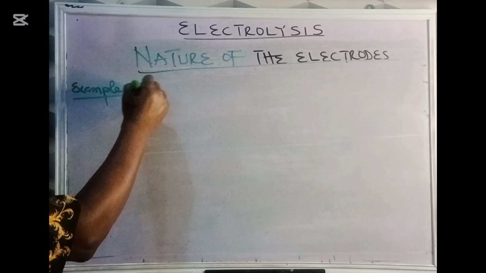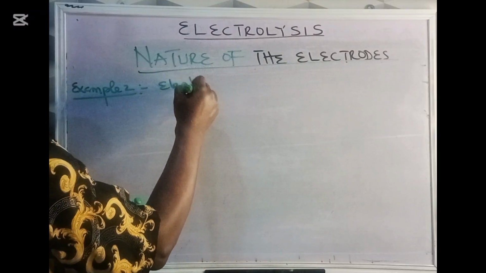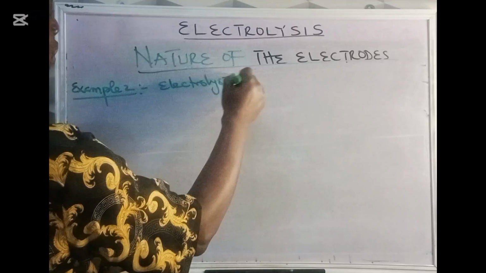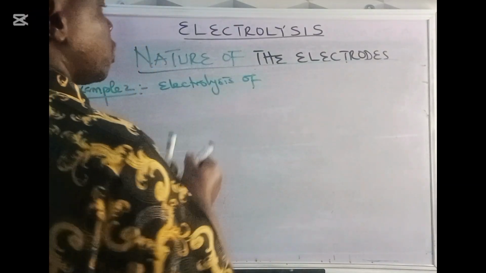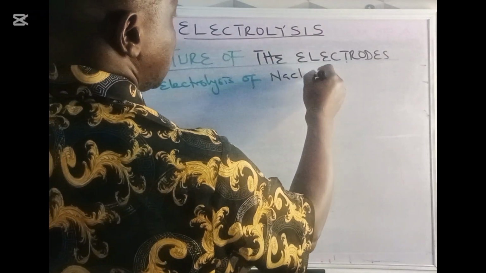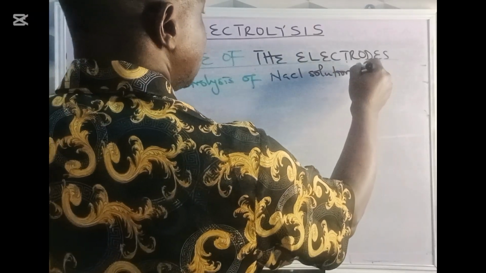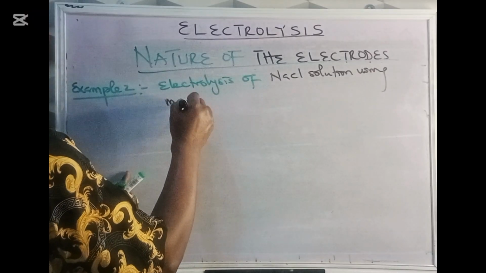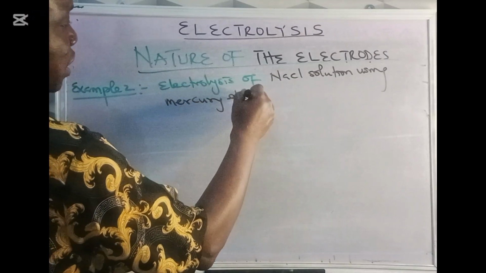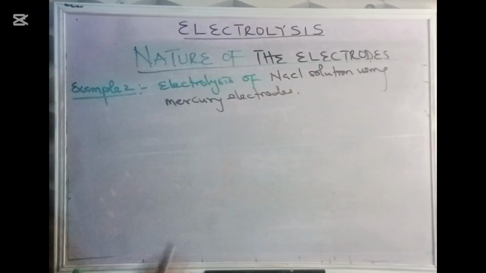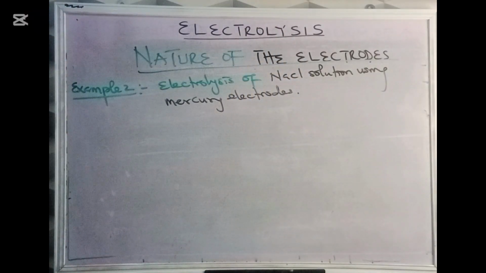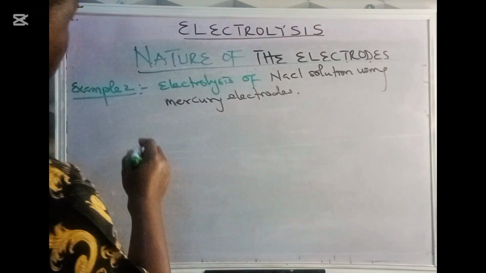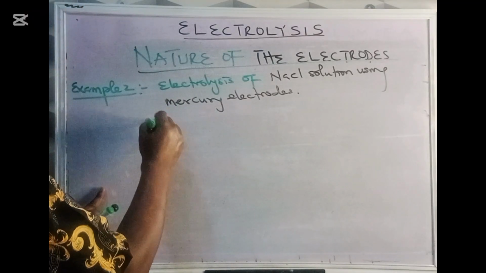Example 2: electrolysis of sodium chloride solution using mercury electrodes. This also illustrates how the nature of the electrodes affects preferential discharge of ions during electrolysis. So let's see what will happen here.